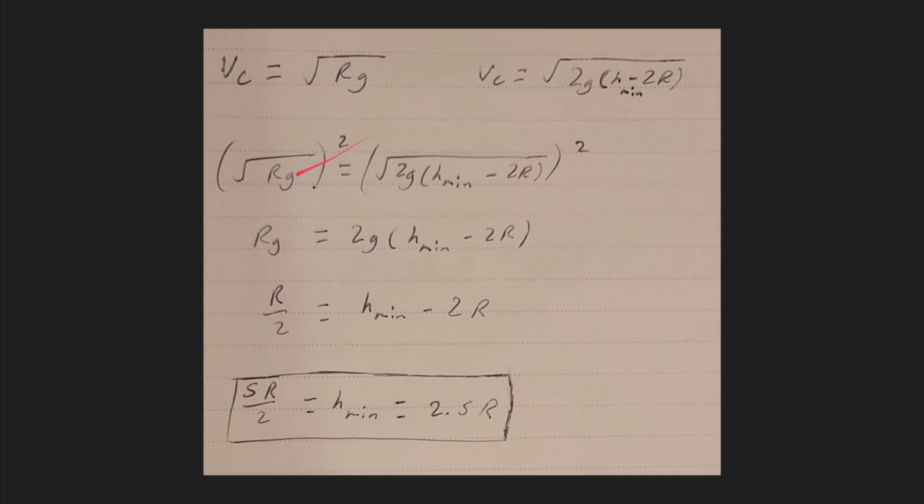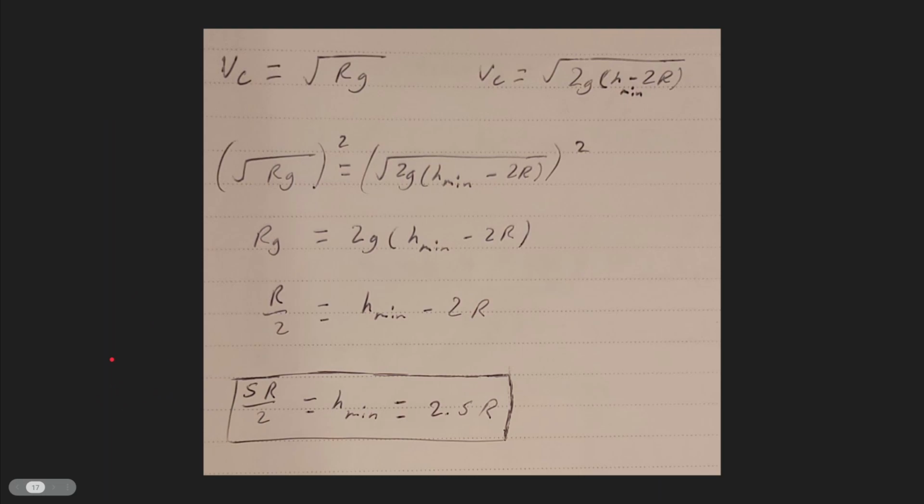Here's what we're going to do. We're going to square both sides to get rid of the square root. Now rg is equal to 2g times (h_min minus 2r), divided by 2g. Well, r over 2 is equal to h_min minus 2r. Add over that 2r, and we get 5r over 2, or 2.5r, is equal to h_min.